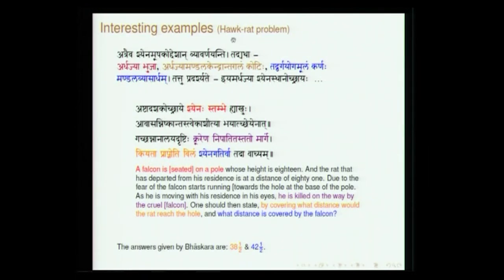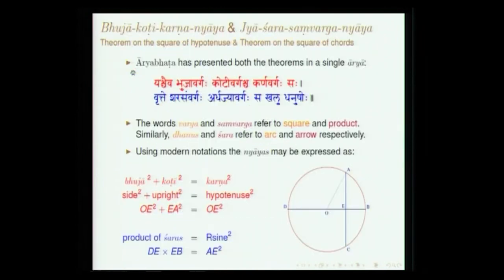The first problem is the hawk and rat problem. Bhaskara says, atraiva, in this connection, while explaining this principle and its applications, shena mushakodeshan vyavarnayanti, people describe in great detail, tadyatha. As an introduction, he first says ardhajya bhuja, keep this in mind. Ardhajya is AE, so this is bhuja.